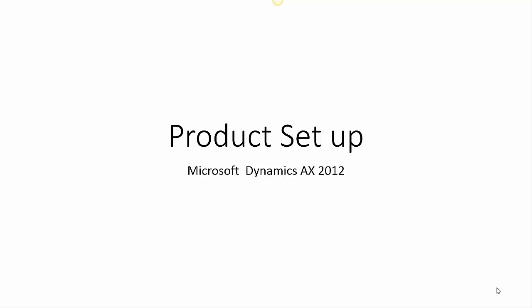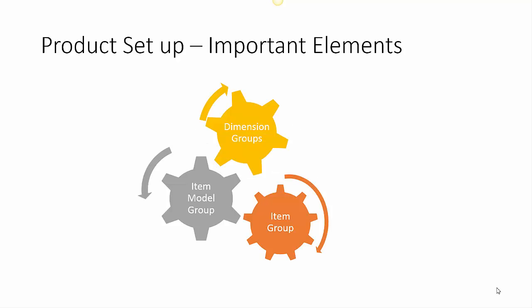In this video, we will review the setup of important and mandatory elements to be set up for the products in Microsoft Dynamics AX 2012. There are three important and mandatory elements to be set up once a product is created or as a part of the product creation process, and those are dimension group, item group, and item model group.